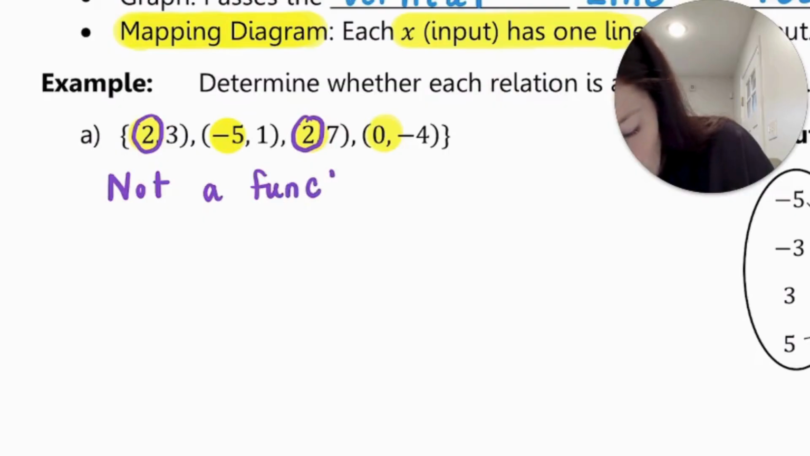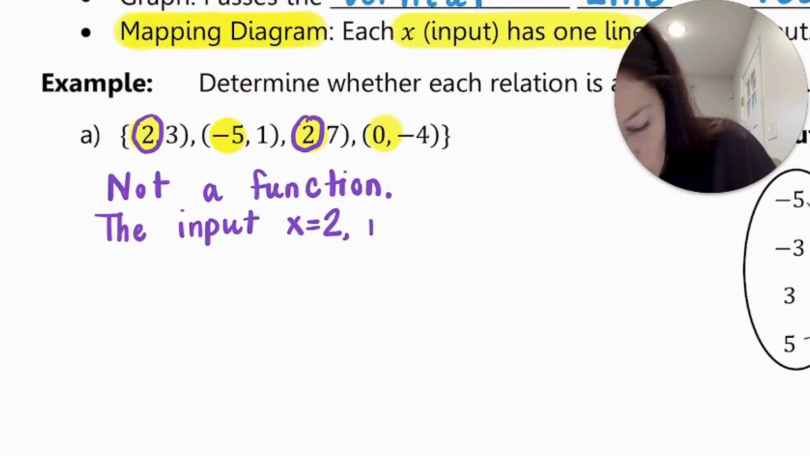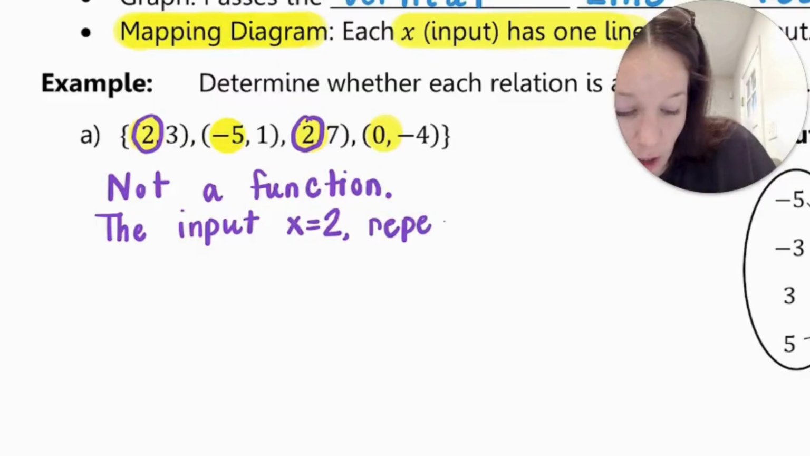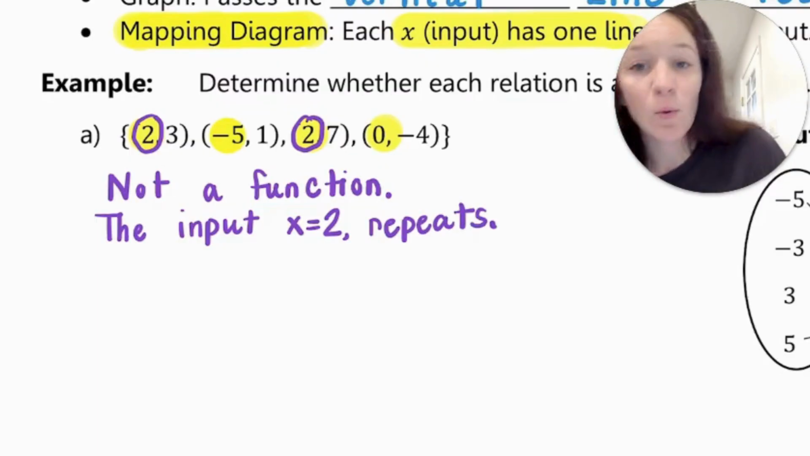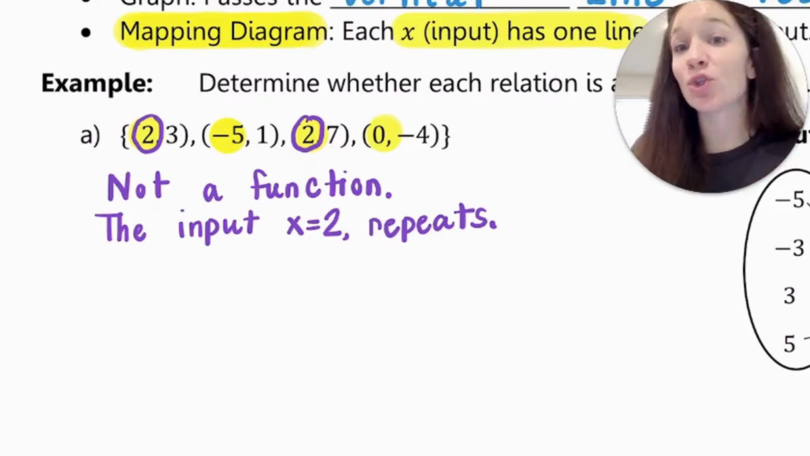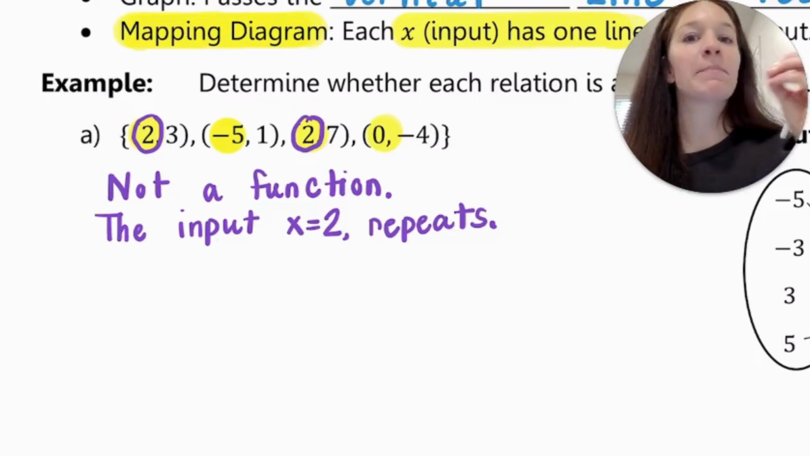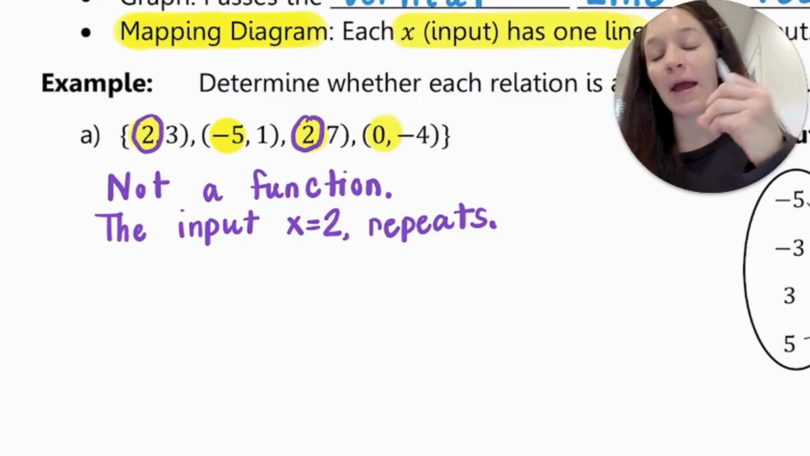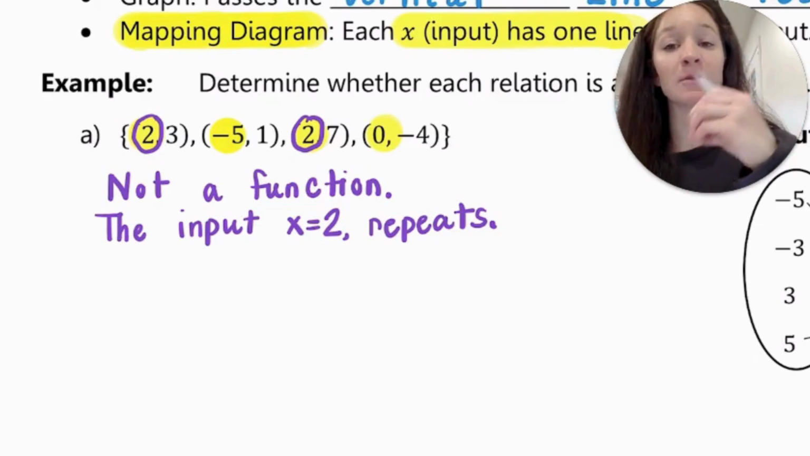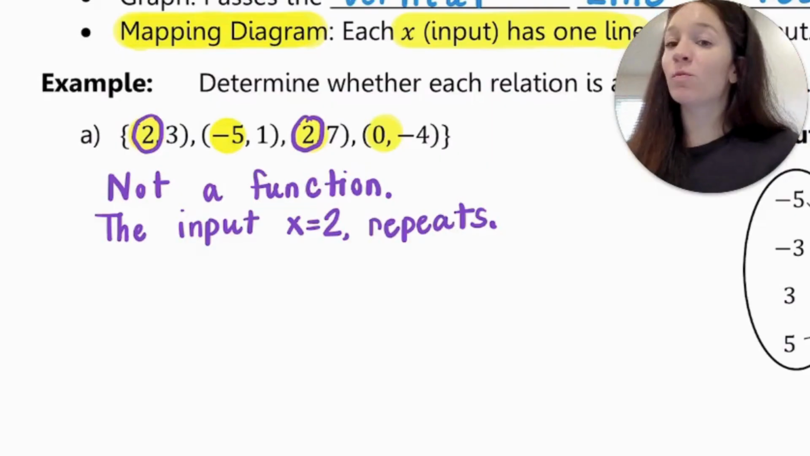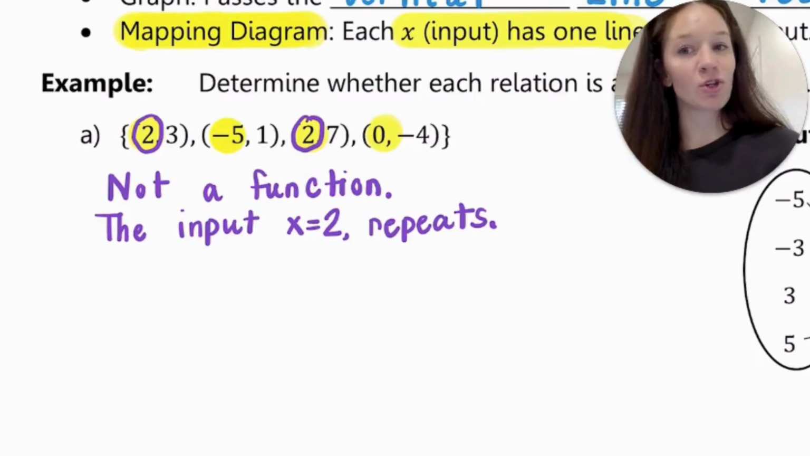And the justification would be the input, x equals 2, repeats, or shows up more than once, or maps to 2 y's, because the definition of a function is each input maps to exactly 1 y. So by identifying that an input maps to more than 1 y, then we're showing, okay, yep, can't be a function. Okay?